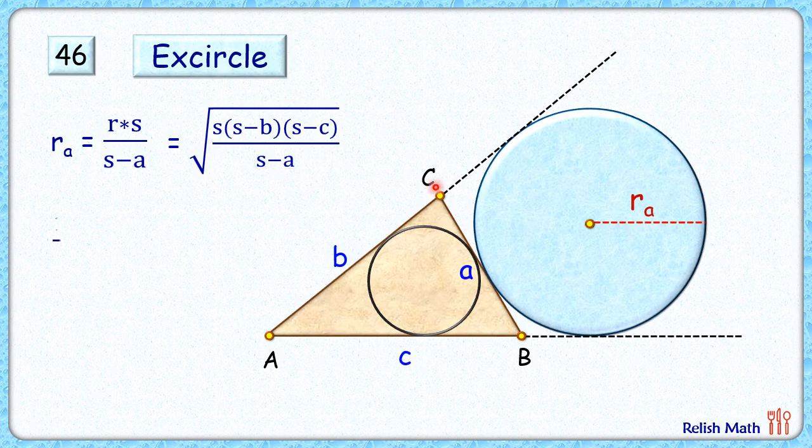So we have one more formula here. If you draw all 3 ex-circles, then the relation between the 3 ex-circles and the incircle is a beautiful relation, that is 1 by r equals 1 upon ra plus 1 upon rb plus 1 upon rc, which are the radii of the ex-circles. Let's check the next formula here.